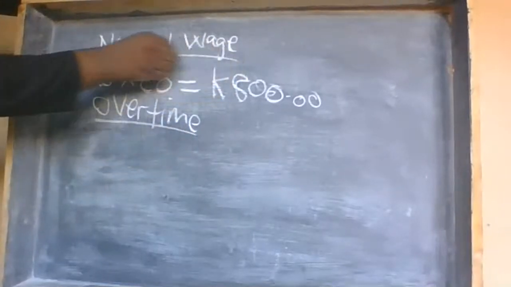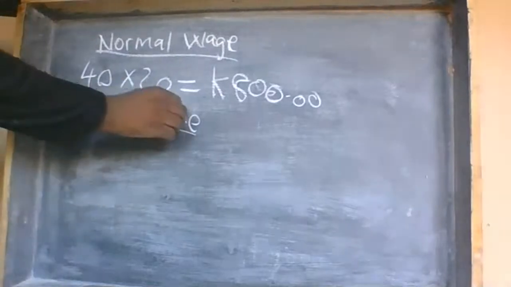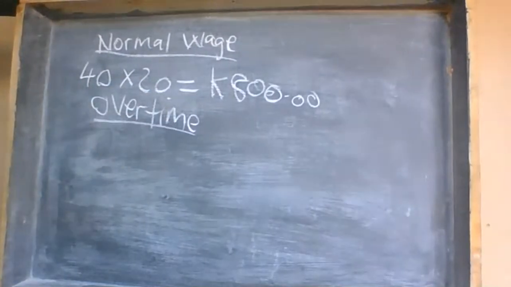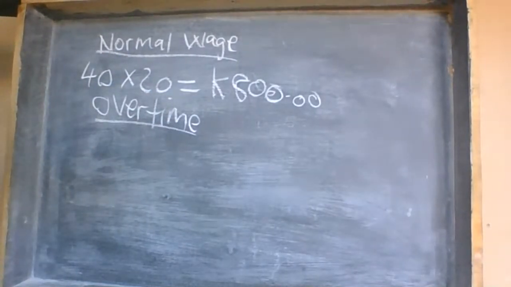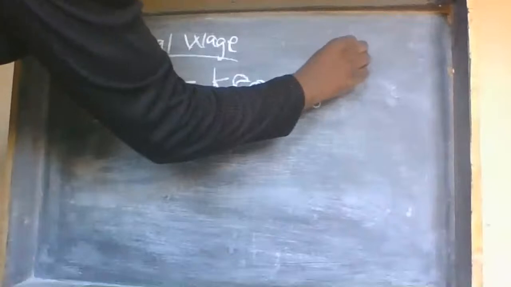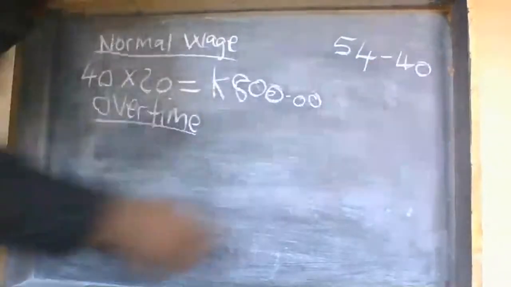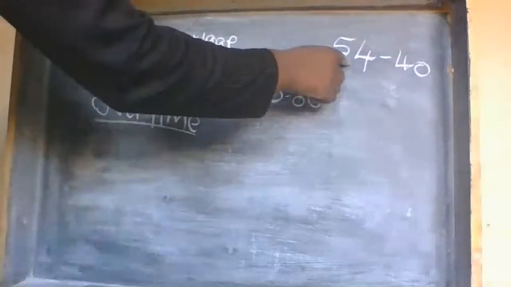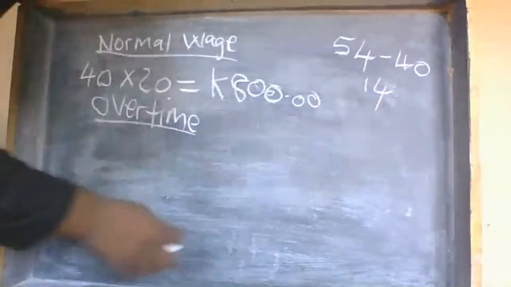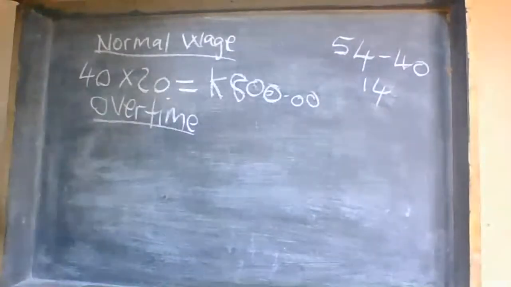His overtime: we are saying in a particular week he worked for 54 hours. So if his normal working hours in a particular week are 40 hours, we are going to say 54 minus the 40, which is normal working hours. We're going to find that it is 14. So his overtime was 14.